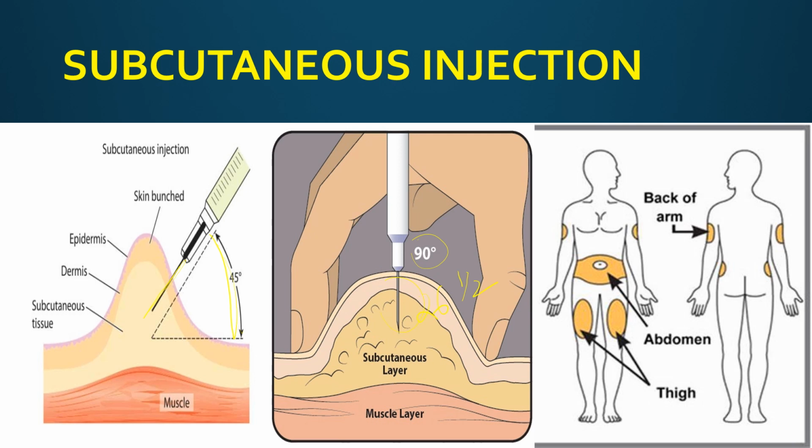And there are sites of subcutaneous injection: upper arms, the outer aspect of the upper thigh, and the abdominal area, excluding 2 inches from the navel line.